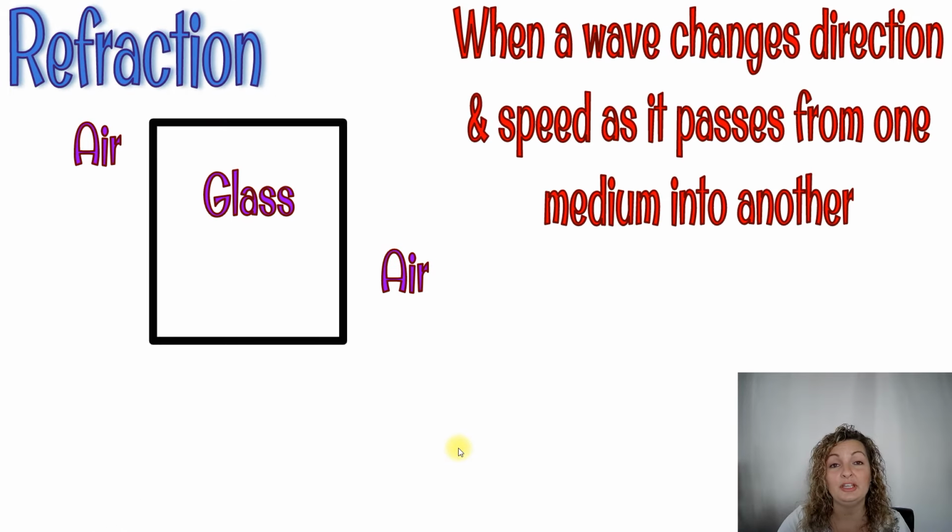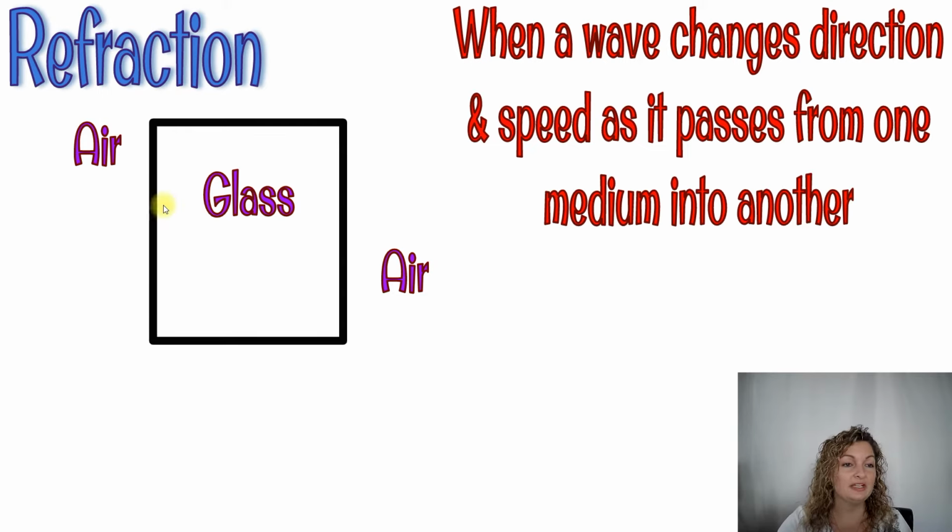Our next one that we're going to look at is refraction. And refraction is when a wave changes direction and speed as it passes from one medium into another. And I know this word medium kind of gets some people stuck, so let's talk about medium for a second. Remember, it's just what type of particle the substance is traveling through, in this example, waves, right? So what kind of medium or particle matter is the wave actually traveling through?